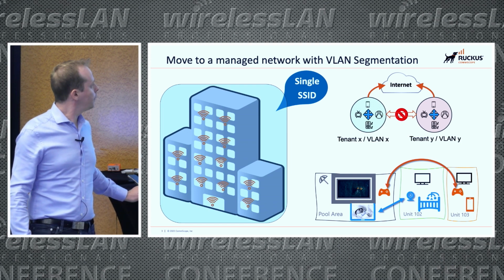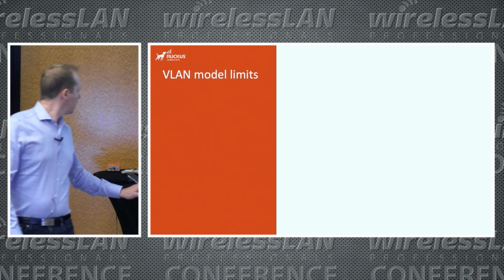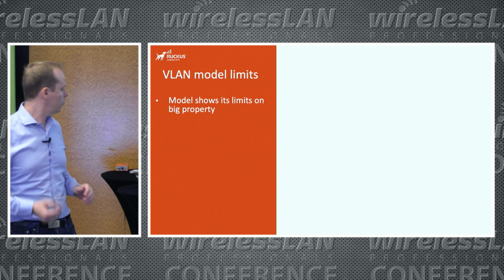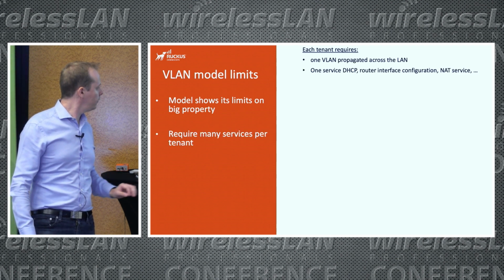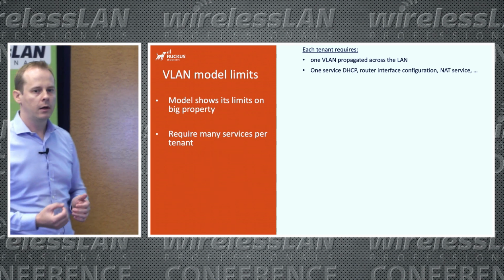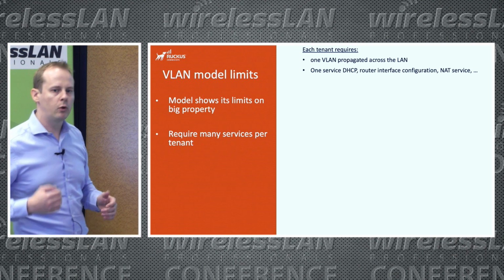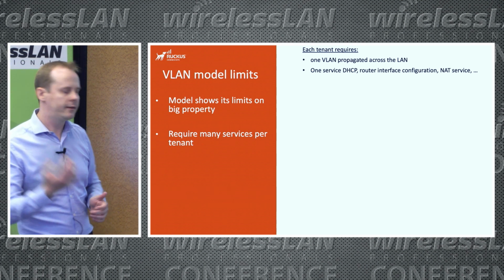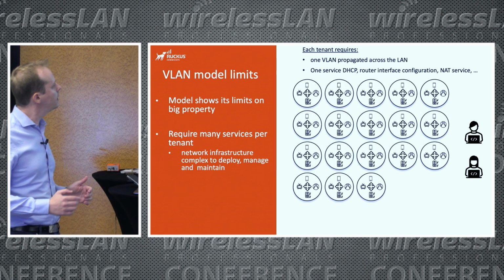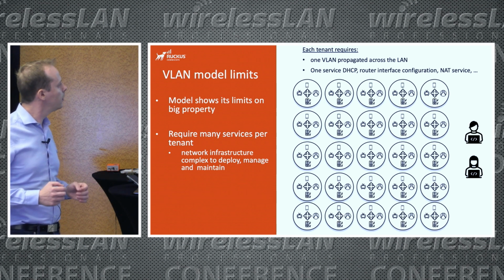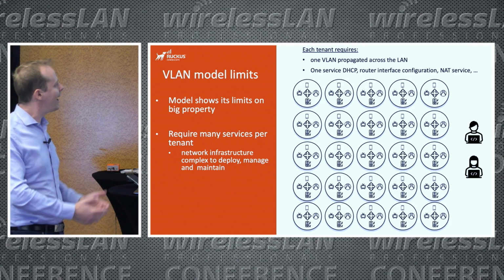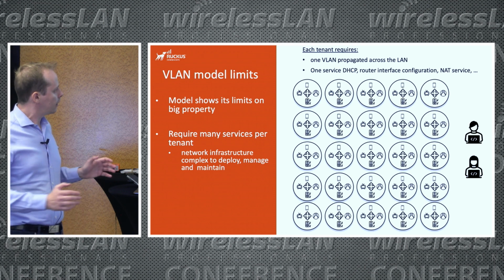The issue here is that when we play with VLANs, we're going to have some limits. The limits arise when you deploy in too big an environment, with big properties and a lot of apartments. The reason is that each VLAN, so each apartment, will require its own DHCP server with a DHCP pool. It will require a router interface. It will require NAT services. You're going to propagate the VLAN all across the network. So when you have just 25 tenants it's fine, but when you have hundreds or 1,000, you're going to have something very complex and very hard to manage. And that could be the first limitation.